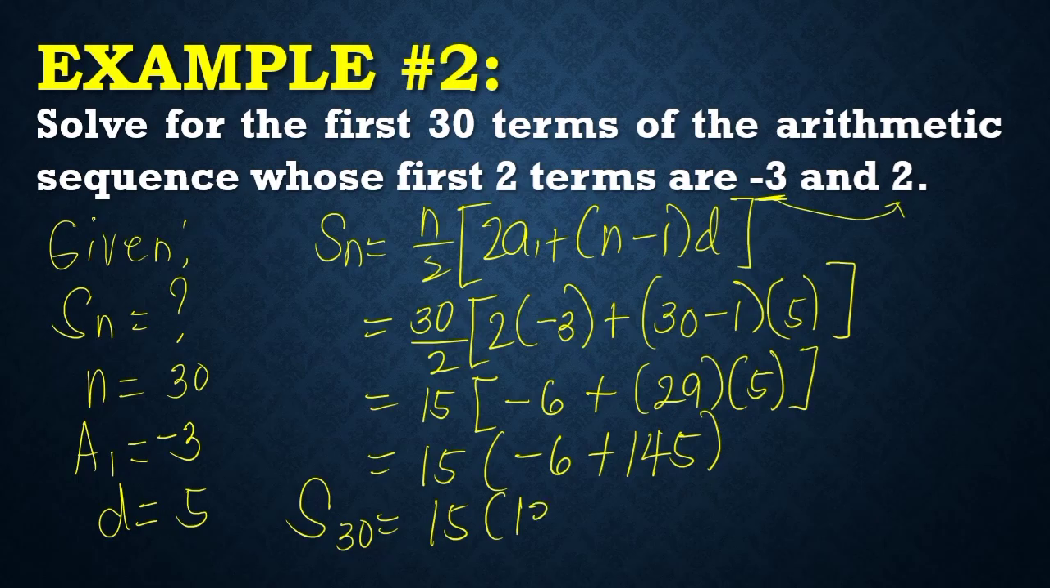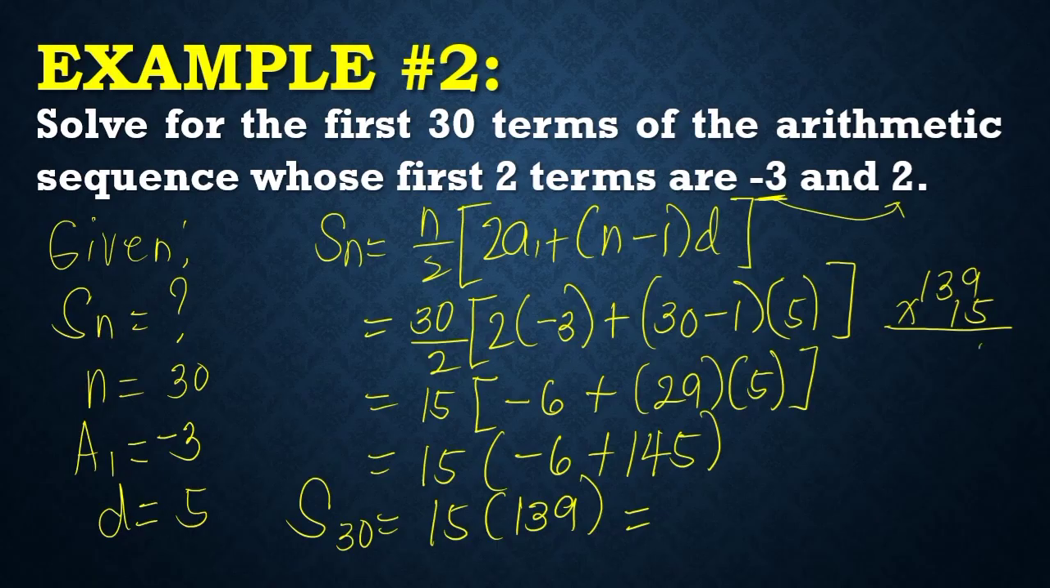Now, negative 6 plus 145, that is 139. Now, we will multiply 15 and 139. So, to get the sum of the first 30 terms. So, 15 times 139. So, dito natin i-check. 139 times 15. So, ayan na, pinapakita ko na sa inyo paano minumultiply.